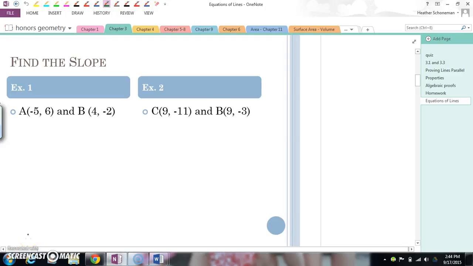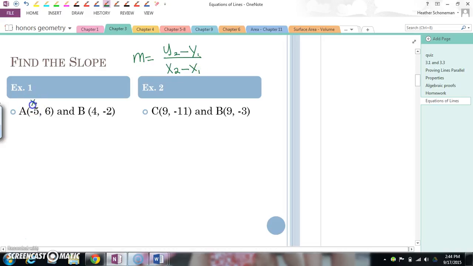This lesson is about writing equations of lines. You covered this last year in Algebra 1, so most of this material should be a review for you. Let's start with reviewing finding the slope. The slope formula is m equals y2 minus y1 over x2 minus x1.